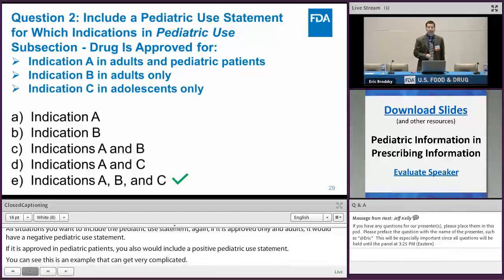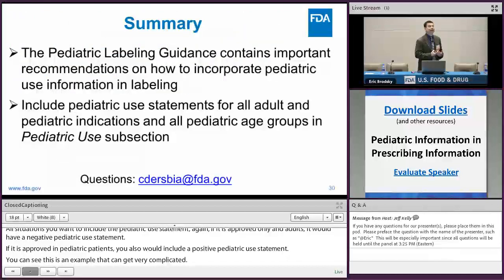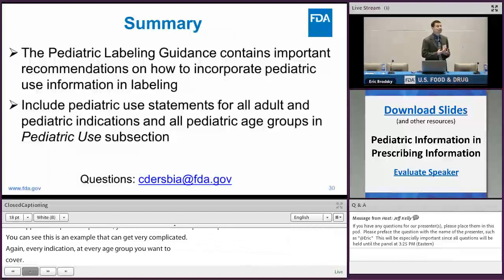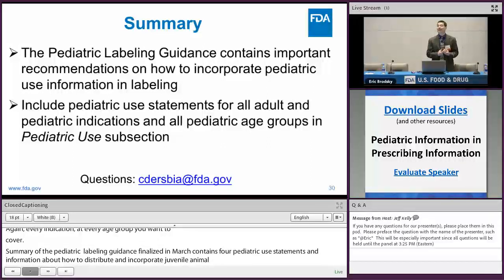So, summary. The Pediatric Labeling Guidance that was finalized in March contains 4 pediatric use statements and information about how to distribute and incorporate juvenile animal toxicology data. One should include pediatric use statements generally for all adult and pediatric patients and also cover all pediatric age groups. Thank you.